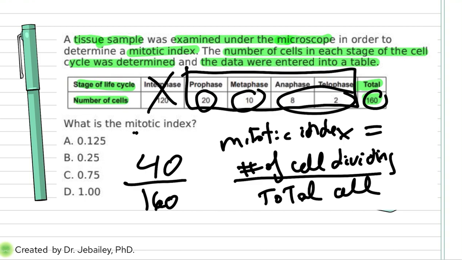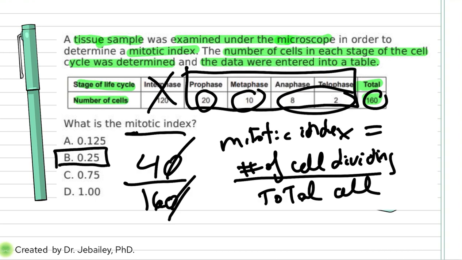Now, you want to find out what the mitotic index is. So you cancel this and you cancel that, and then you just divide 4 by 16. If we do the calculations, that will most likely give us 0.25.